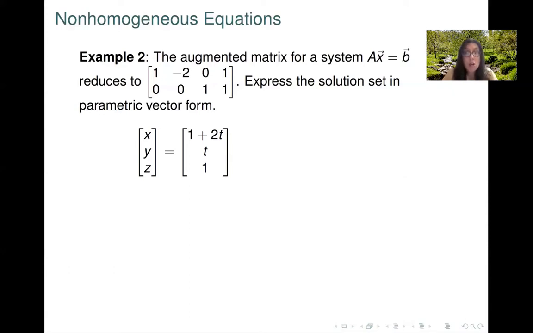Now to write it in terms of a parametric vector solution. Looking at those components for my x, y, z vector, I see that they're composed of two different types of things. They're constant terms and multiples of t.